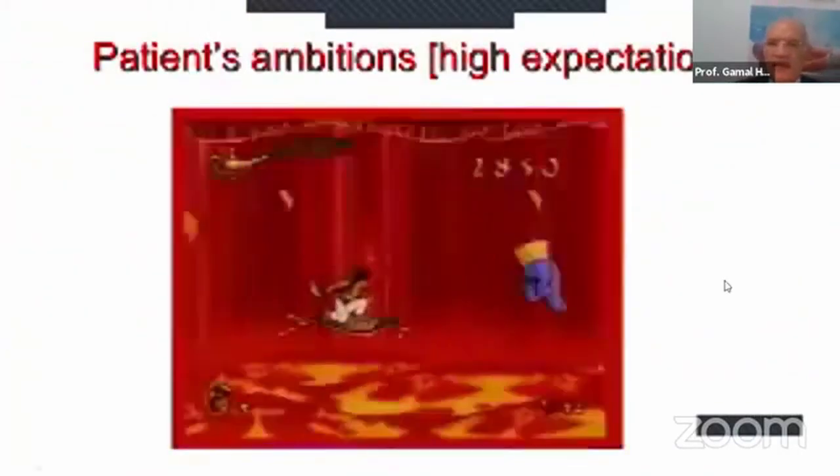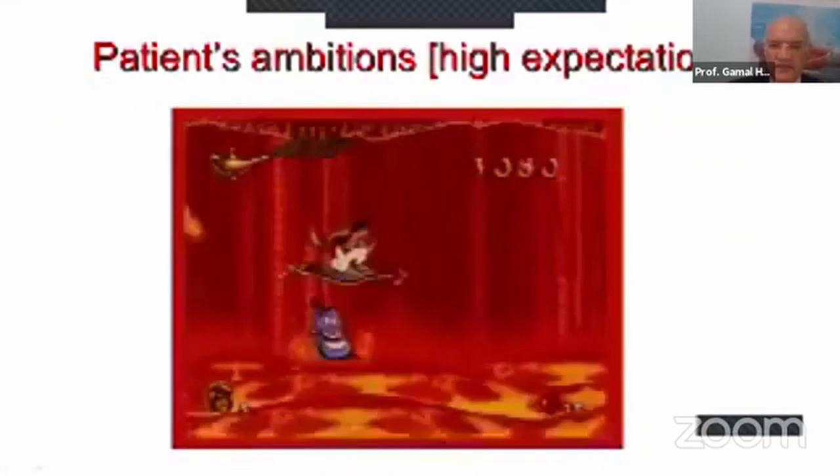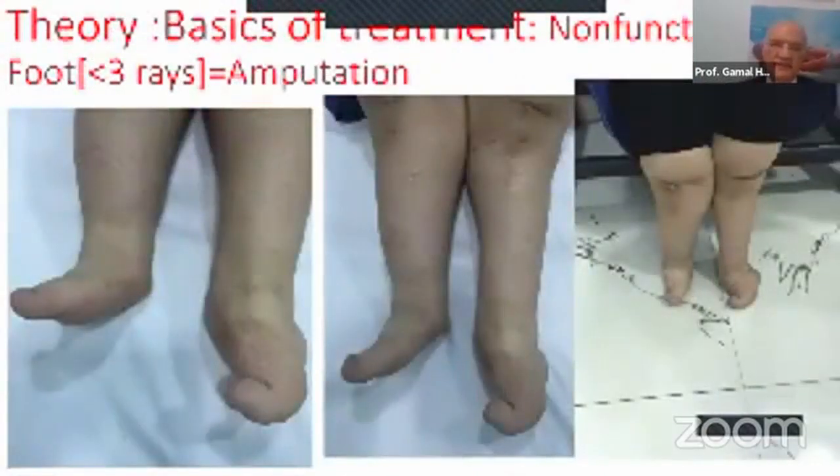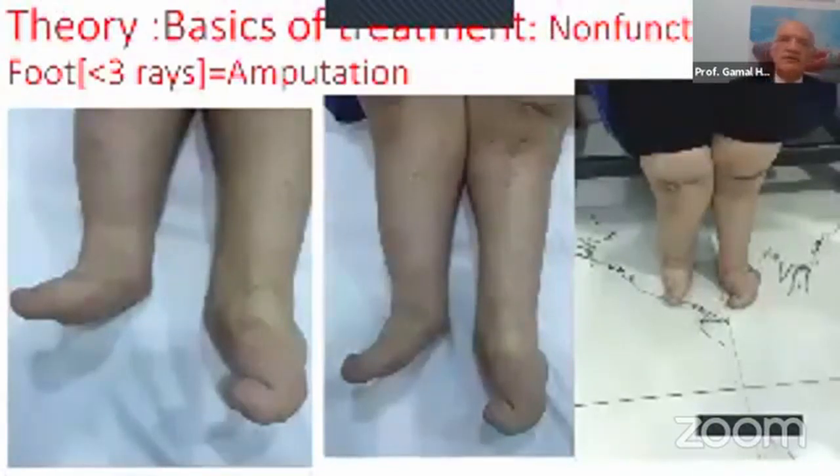Second, the problem with the high ambitions of our patients. Our patients, they have high expectations. Another problem, when the surgeons want to treat the patient, they always look to the American and English literature. And they have basics. And look to this basic. If you have a non-functional foot in femoral hemimelia, if you have less than 3 rays, you have to do amputation because it's a non-functional foot.